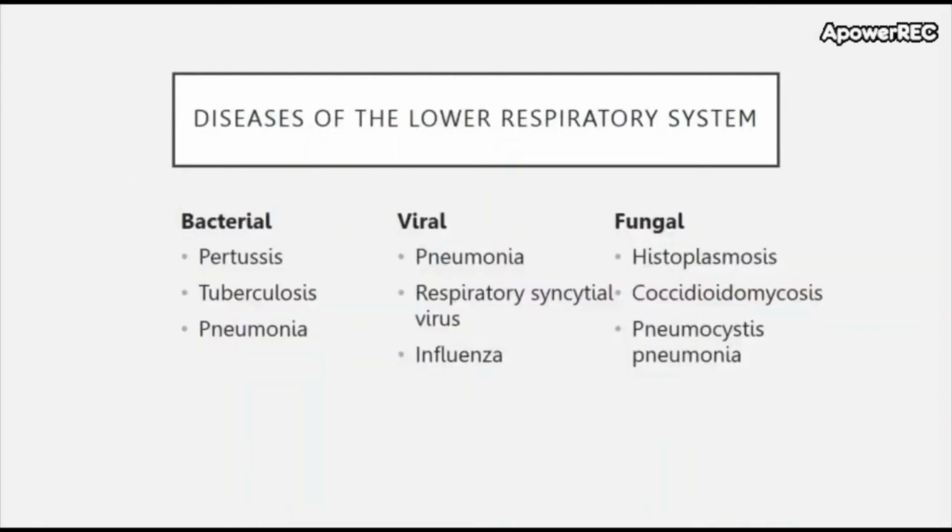So we have three different categories to discuss: bacterial, which could include pertussis, tuberculosis, and pneumonia; viral, which could also be pneumonia, respiratory syncytial virus, and influenza; and then fungal: histoplasmosis, coccidioidomycosis, and pneumocystis pneumonia. Sorry about that.